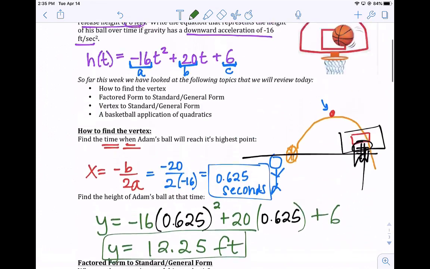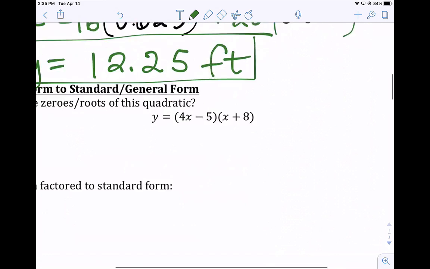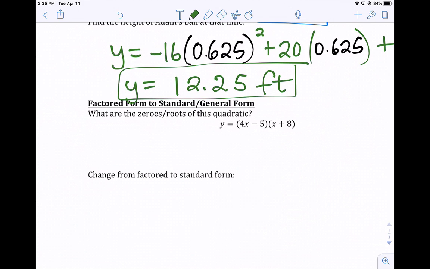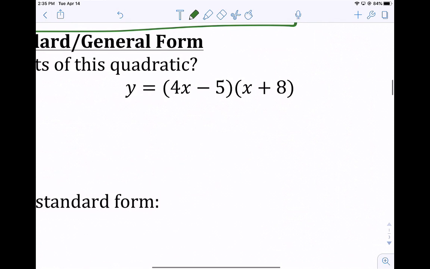All right, so the next thing that we're going to cover is factored form to standard or general form. So factored form, we've looked at things in factored form. What does factored form give us? It gives us the zeros. So for example, what are the zeros or roots of this quadratic? So it's asking where does it cross the x-axis, and one of them is pretty easy here. We know one is -8.